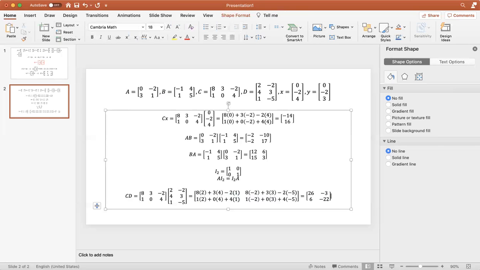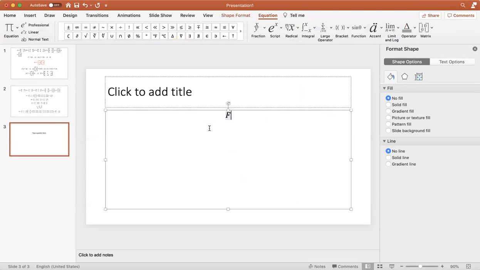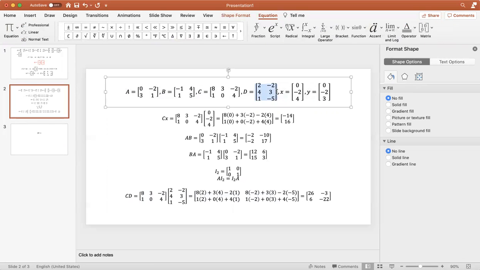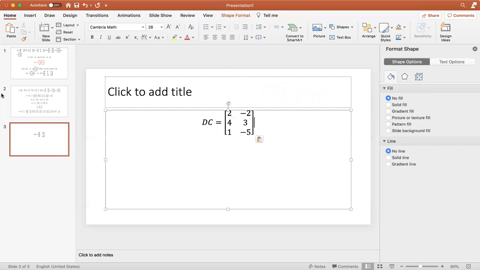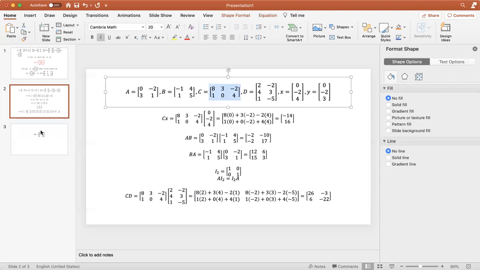Now, if you try to switch these two matrices, you'll get a different result, or it may not even exist. So if you try to get DC, what's the resulting product? DC would be equal to this 3 by 2 matrix and this 2 by 3 matrix.